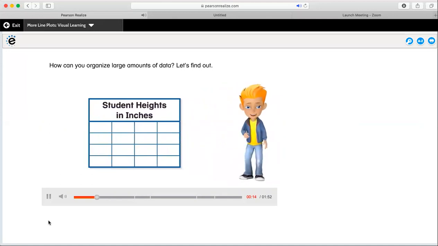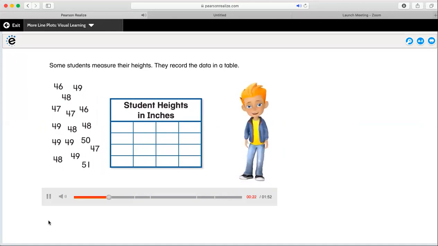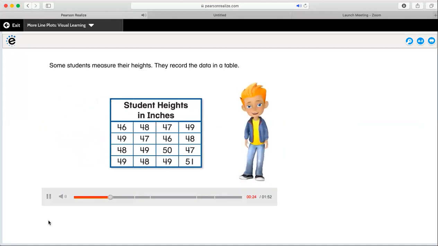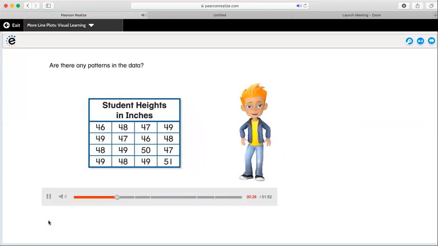How can you organize large amounts of data? Let's find out. Some students measure their heights. They record the data in a table. Are there any patterns in the data? You can make a line plot to look for patterns.